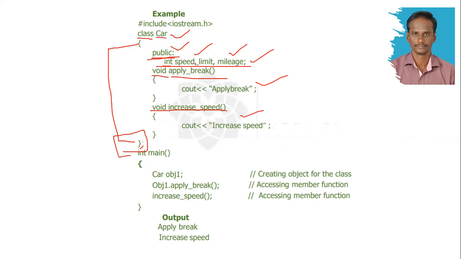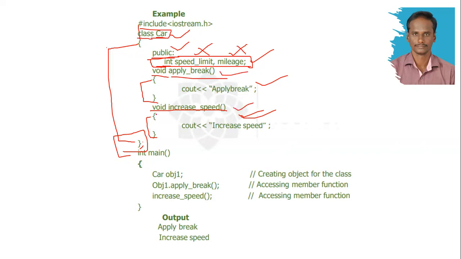So the class is opened here. I have declared two data members, in the sense of variables. The variables which we declare inside the class are called data members. And again here I have a member function with one statement, and another member function with another set of statements. Then this is the class definition. So the class car contains two data members, speed limit and mileage, and two member functions, apply brake and increase speed.